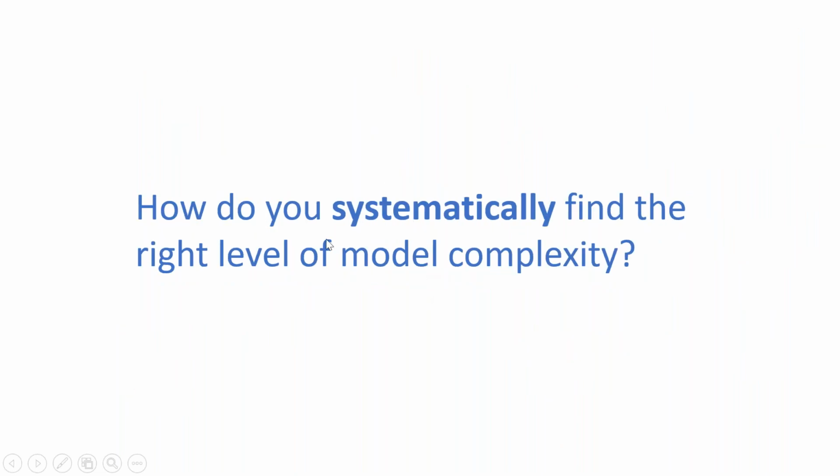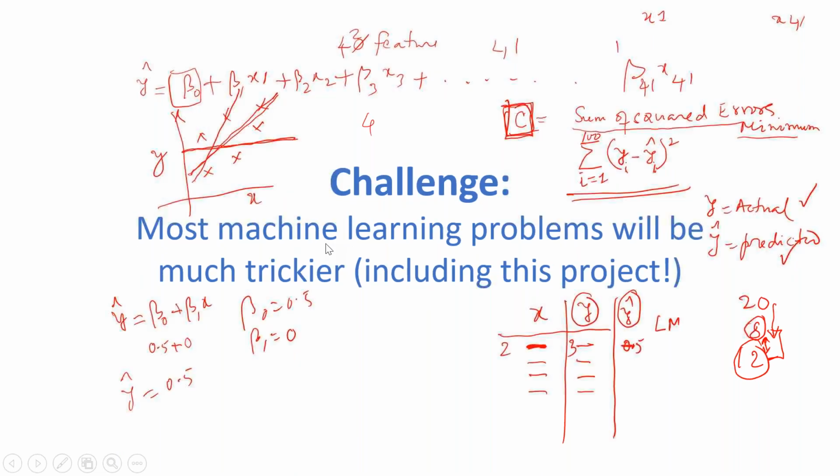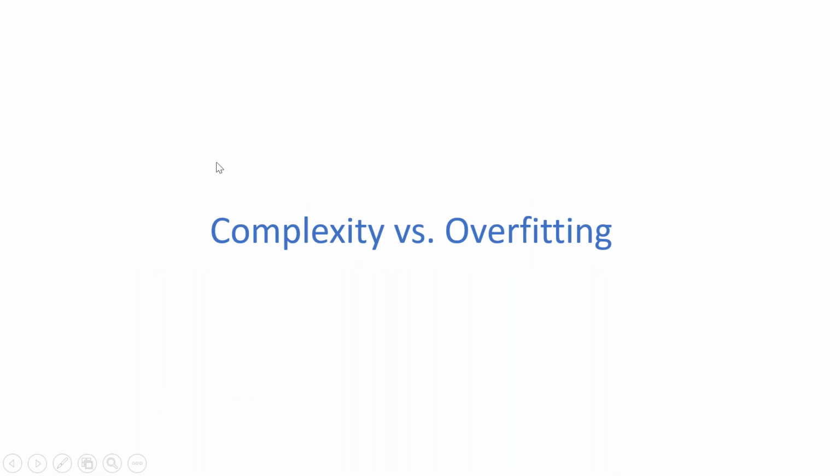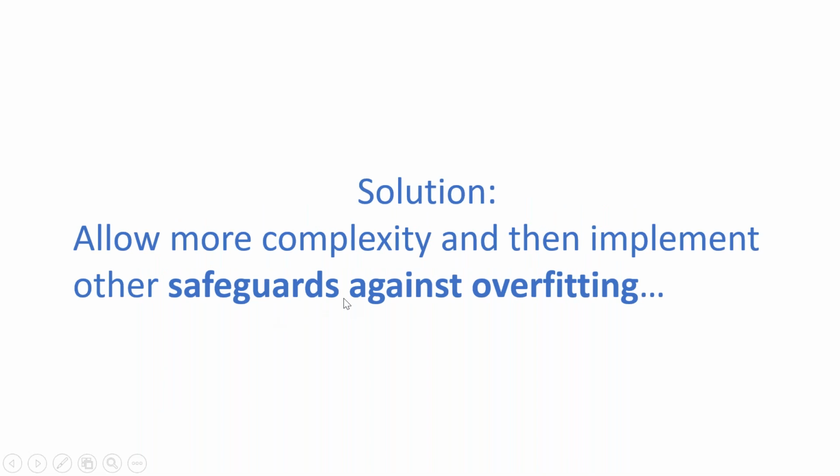So with all this, a question comes to our mind. How do we systematically find the right level of model complexity? When it is so complex, how do I know what is the right level of model complexity? That question has to be addressed. So let us understand again complexity versus overfitting. What we do in practical machine learning is that we allow more complexity first.